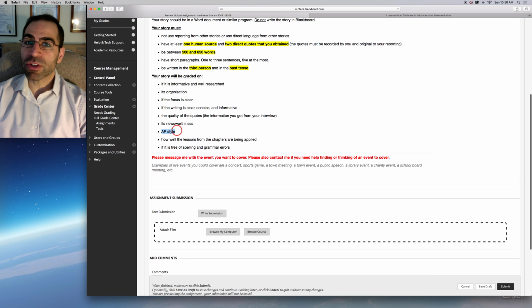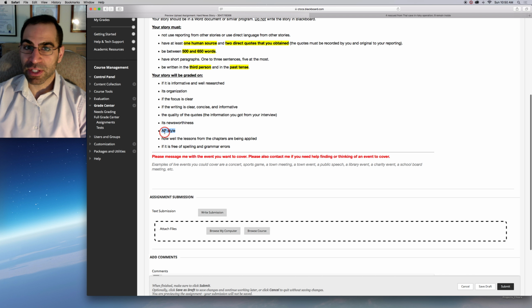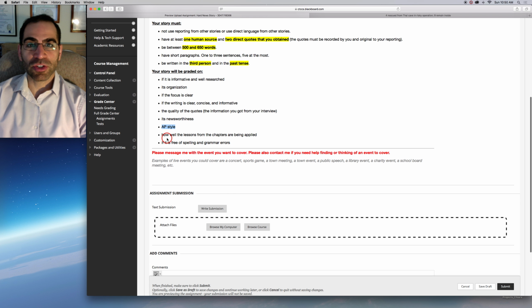AP style. We're going to do this all next week, so you don't have to worry about this yet. But there's a certain style of writing as far as lowercase, uppercase, titles. Do you write out numbers? When do you spell things out? When do you use acronyms? That's all AP style. We're going to worry about that next week, but that will be something that I'll be grading on. And then how well the lessons from the chapters have been applied.